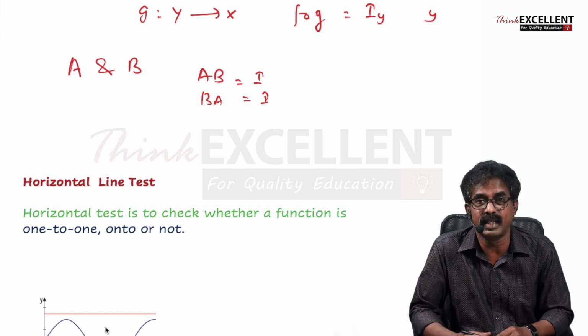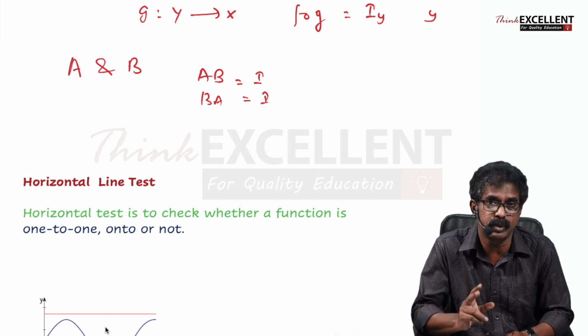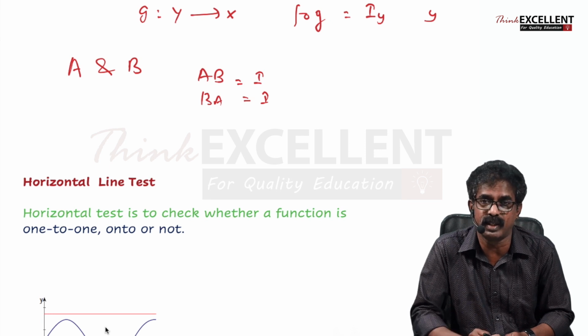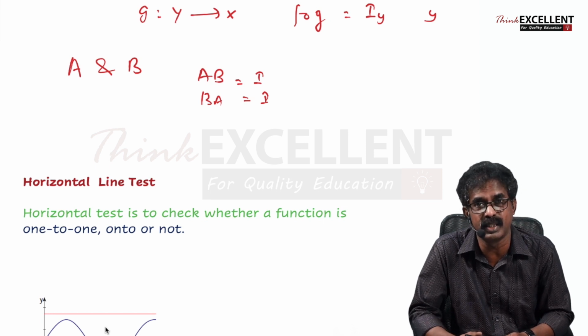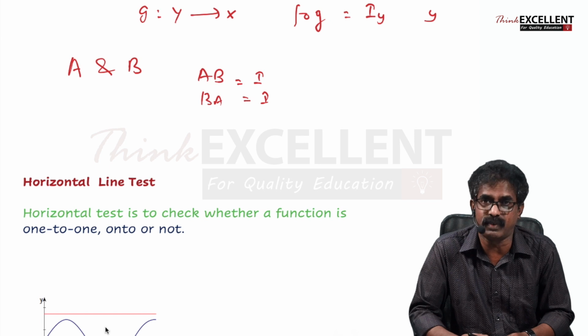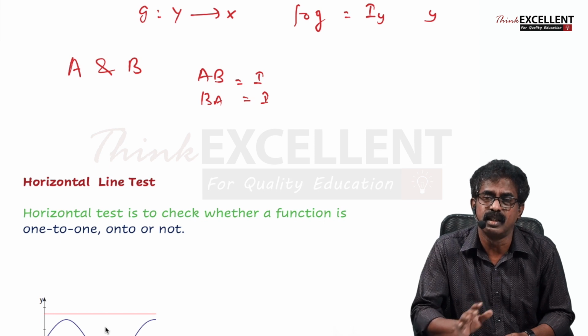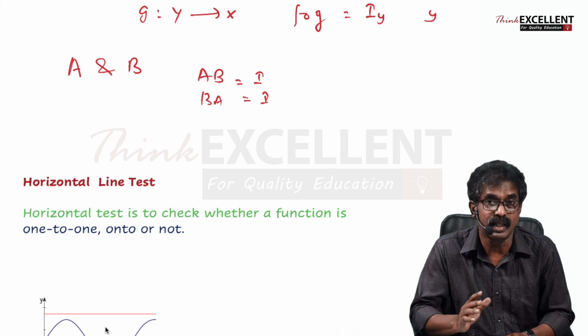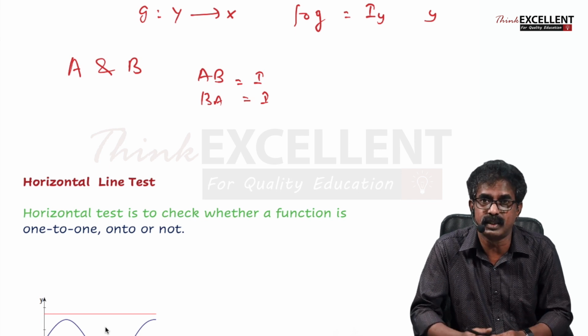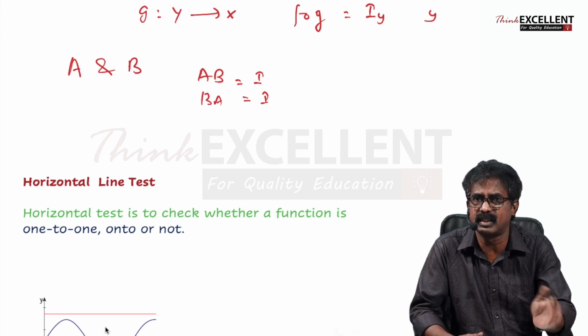Already we studied the vertical line test. I said to remember two things. One is the purpose for which we are using it. The vertical line test is used to check whether the curve is a function or not. And how to check? You draw a vertical line. If it cuts at only one point, it is a function. If it cuts at more than one place, or it does not cut in the domain, then we say it is not a function. That is to check whether it's a function or not.